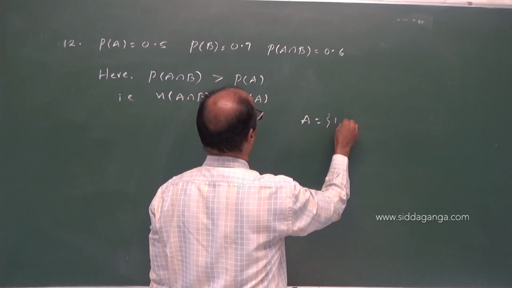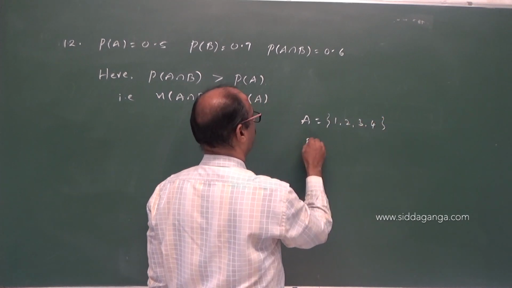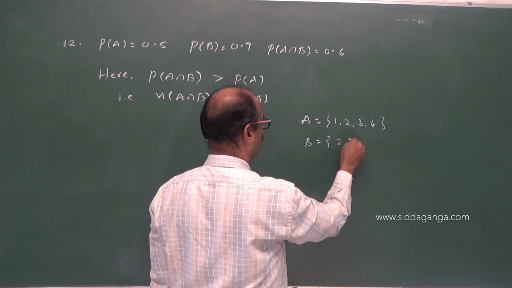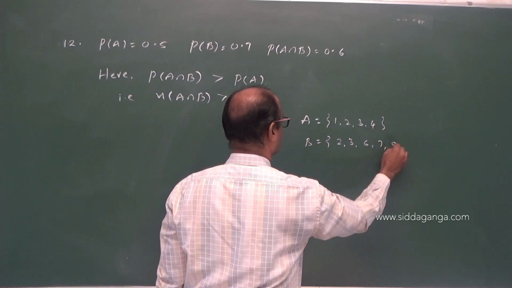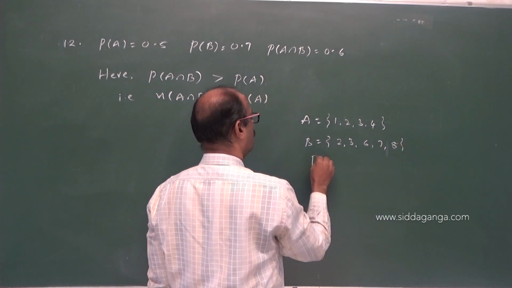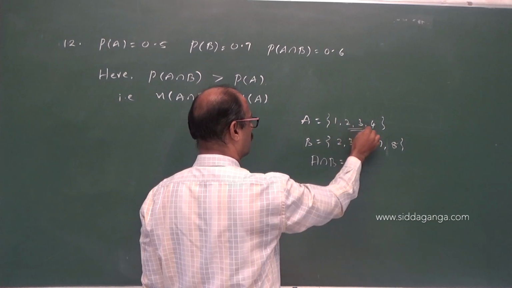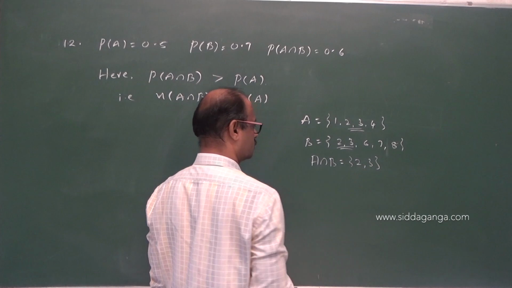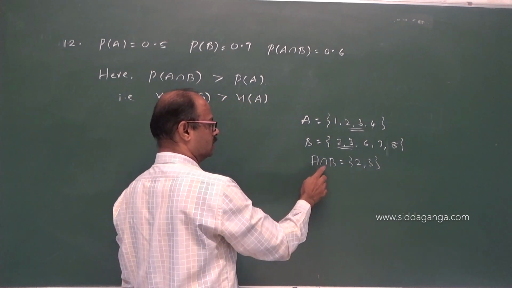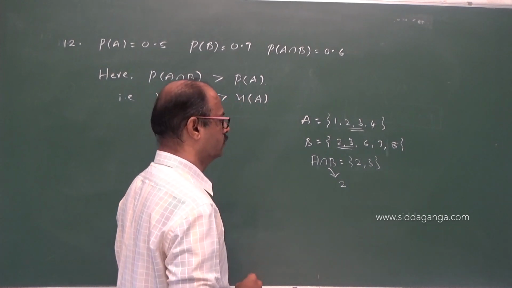Suppose you find two sets, A is equal to 1, 2, 3, 4, and set B is equal to 2, 3, 6, 7, 8. Look at A intersection B. A intersection B means the common numbers. The common numbers are 2 and 3, so the intersection consists of only two numbers.